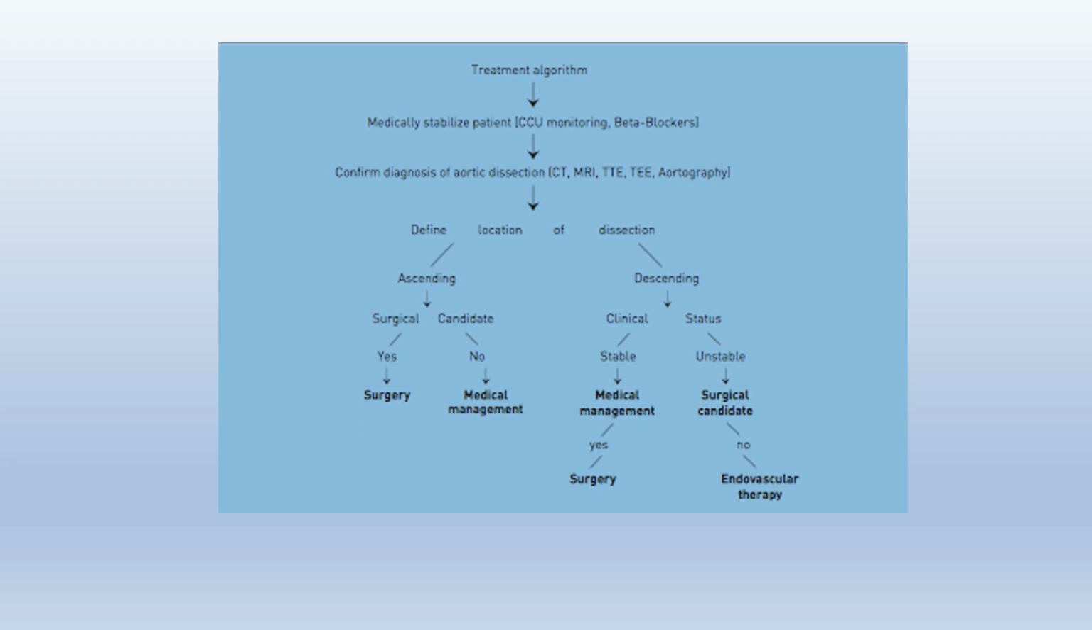Treatment algorithm: medically stabilize the patient, confirm the diagnosis of dissection, define the location. Ascending aorta: surgical candidate, yes, surgery; no, medical management. Descending aorta: if clinical status is stable, medical management; if unstable, surgical candidate, no, endovascular surgery.